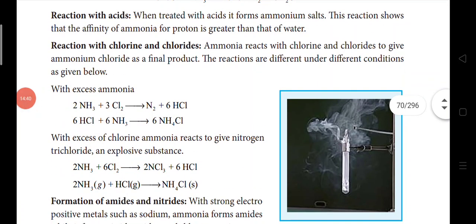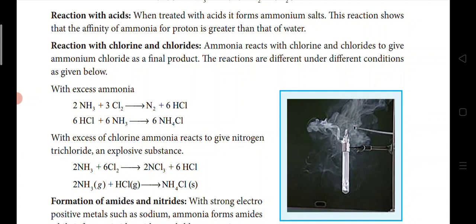And reaction with chlorine and chlorides. Ammonia reacts with chlorine and chlorides to give ammonium chloride as a final product. So it reacts with chlorine and chlorides to give ammonium chloride as a final product, and the different reactions under different conditions you can see here.